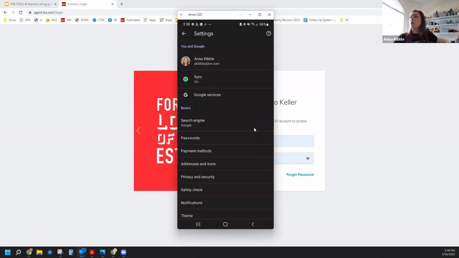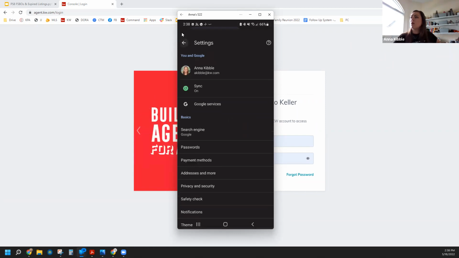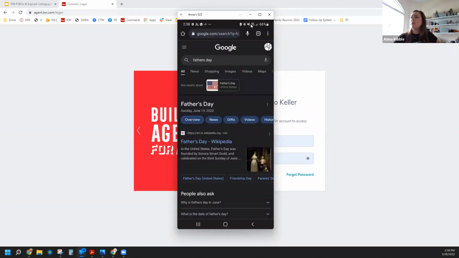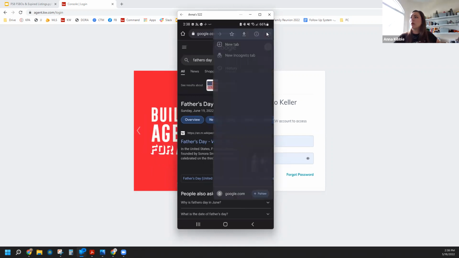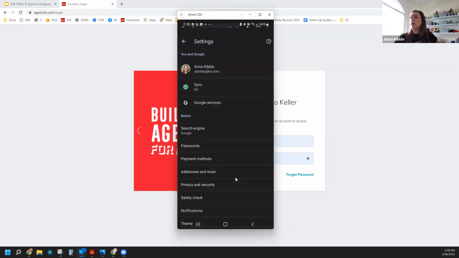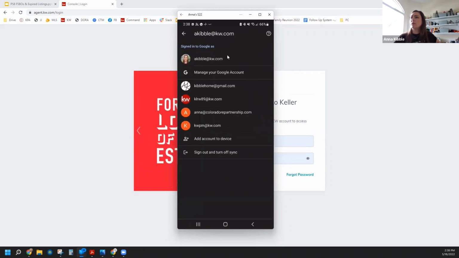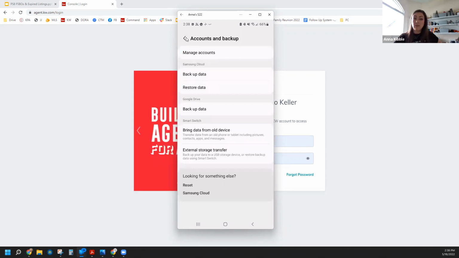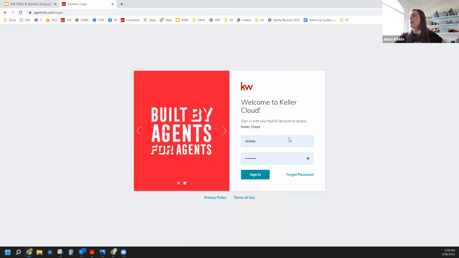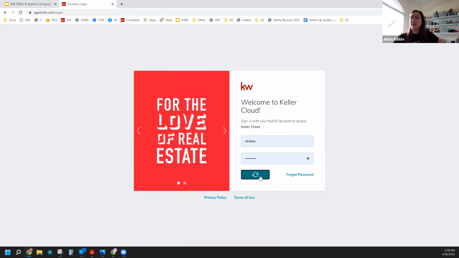Okay, so now on my computer and on my phone, I am in the same Chrome account, or at least I should be. Let me hop back in. Should be the same Chrome account. Yeah, same Chrome account. There we go. If you're not in the same Chrome account, this won't work. So be on the same Chrome account. And it's literally the easiest thing.